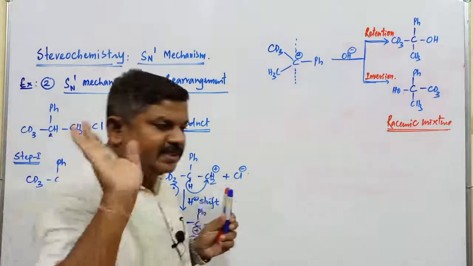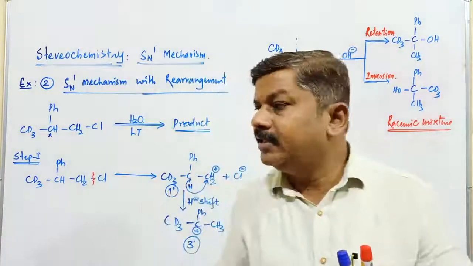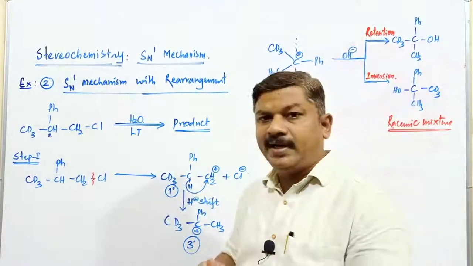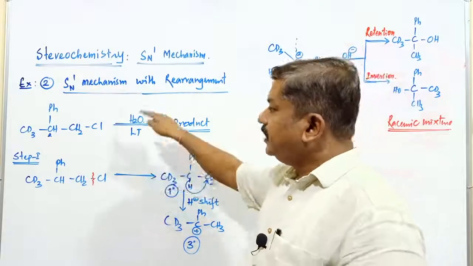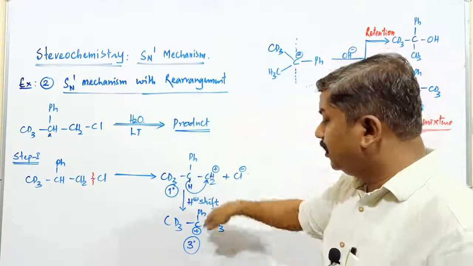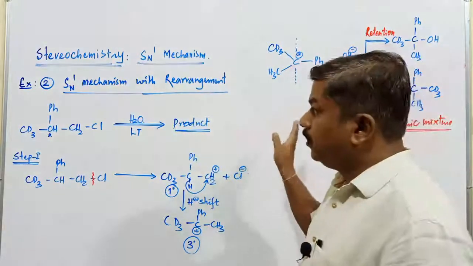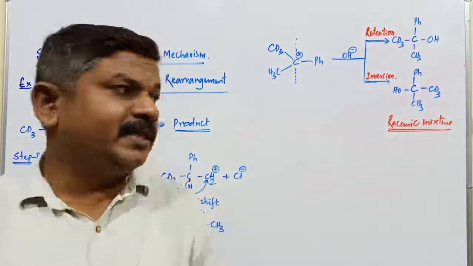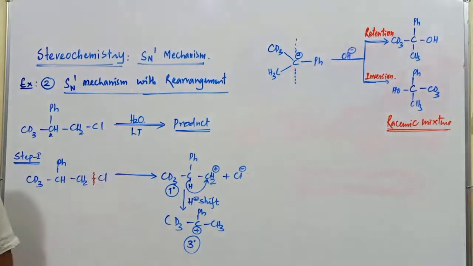So this is another example. In the first example, I explained the SN1 mechanism, how it takes place without any rearrangement. This is another example where the SN1 mechanism takes place with a certain amount of rearrangement to convert into a more stable carbocation. Just to copy, I'll go with another particular example. What is that example? I'll explain.